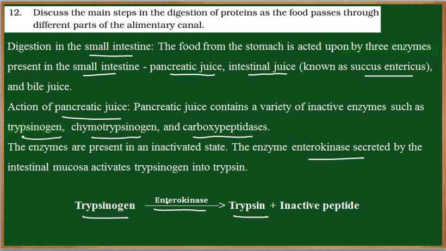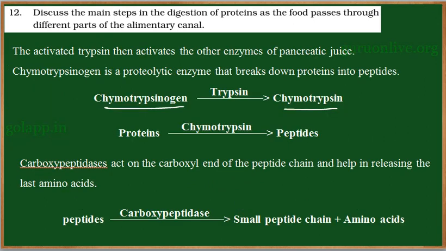Enterokinase is secreted by the intestinal mucosa, which is nothing but the wall of the small intestine. It activates trypsinogen into trypsin. Once trypsin gets activated, the other enzymes, chymotrypsinogen and procarboxypeptidase, also get activated. Now trypsin converts proteins into peptides. Similarly, both chymotrypsin and trypsin convert proteins into peptides, that is, short chains of polypeptides.